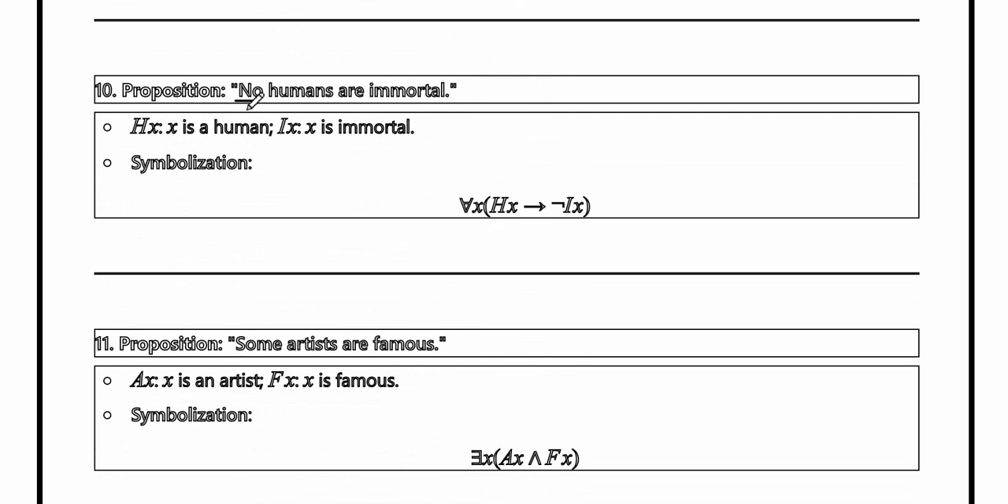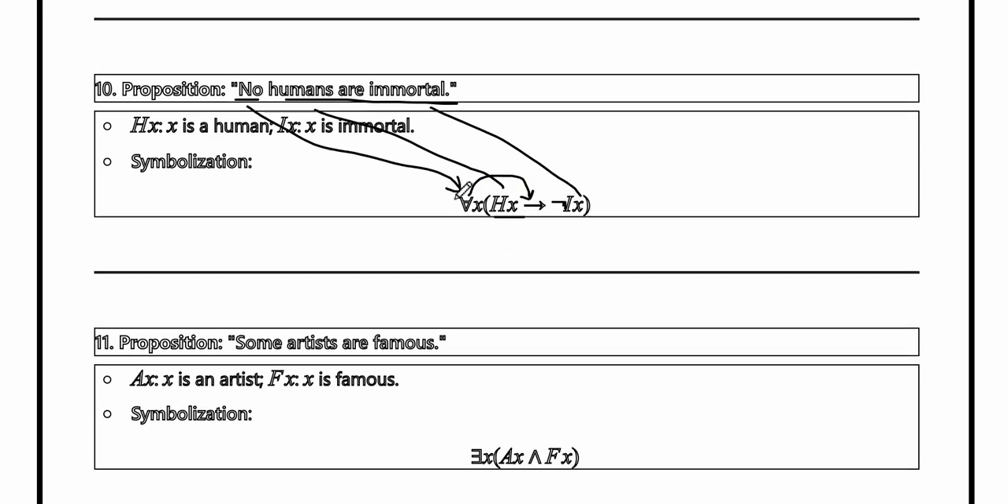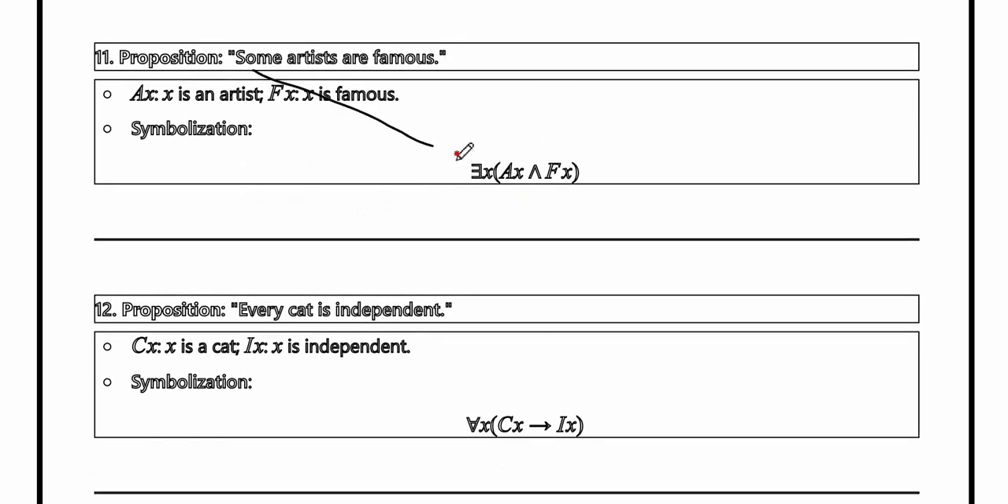No humans are immortal. No means negation, and humans are immortal. So first we write humans are immortal, and then we write not immortal. So they are not immortal, and then no means a universal quantifier. And when we use the universal quantifier, we'll use the implication symbol also. Implies. Some artists are famous. Some is existential. If we are using existential, we'll use the and symbol, the conjunction symbol. Artist is Ax, famous is Fx, this is positive, so there will be no negation symbol.